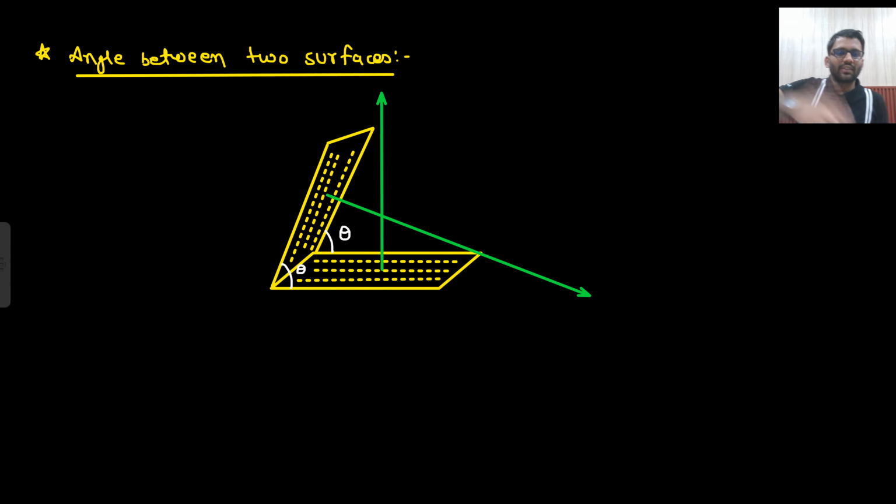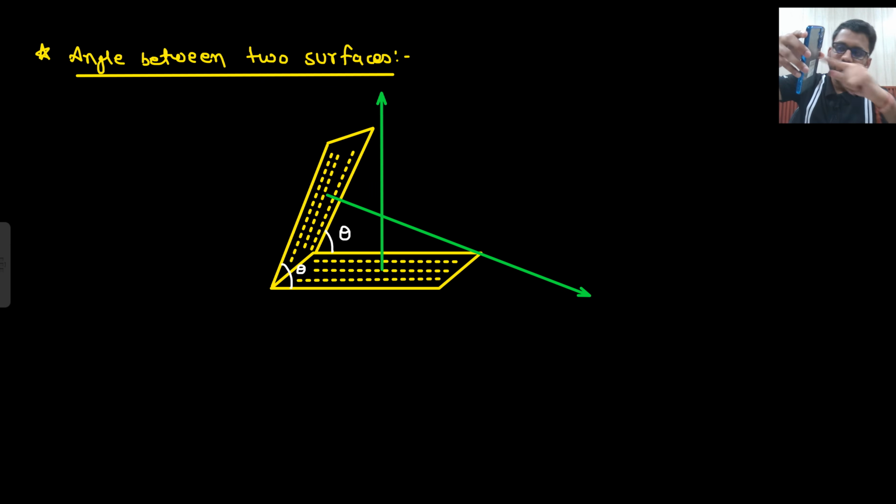Before going to the next question, first let's see a concept. What will be the angle between two surfaces? This is one of the surfaces, and this is the other surface. I need to find the angle between them. So what will be the angle? This will be the angle. Right, so you can see one surface, two surface, this angle I need to find.